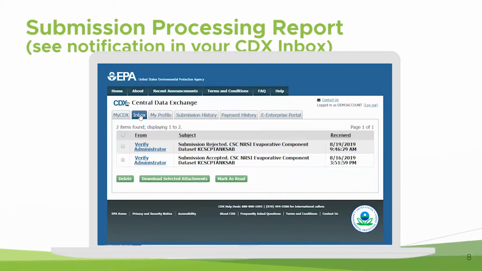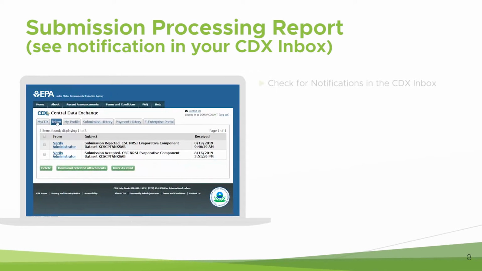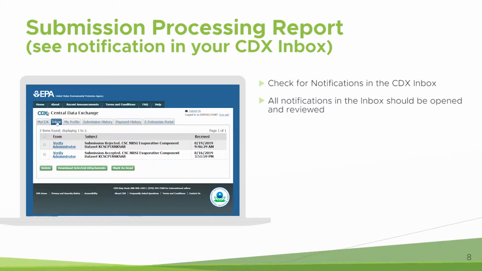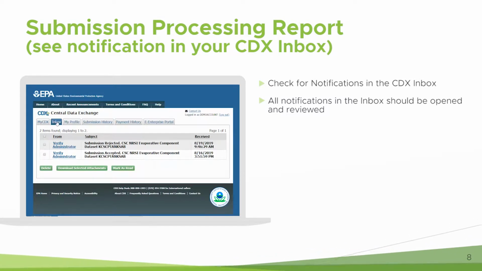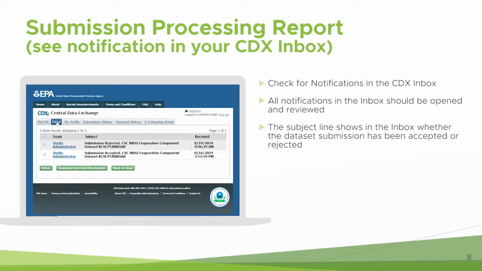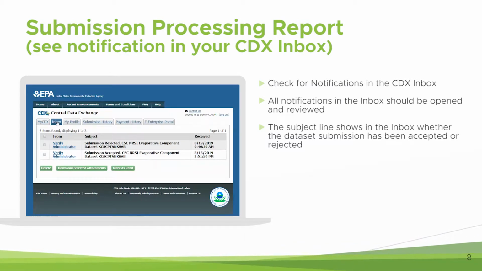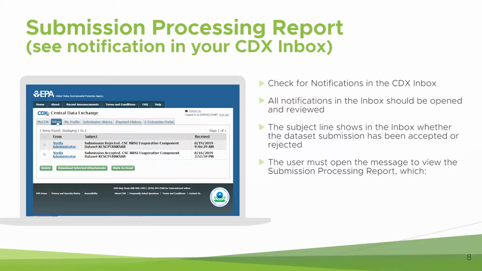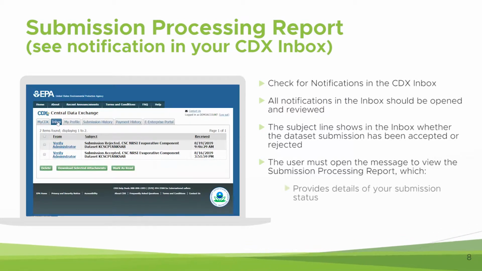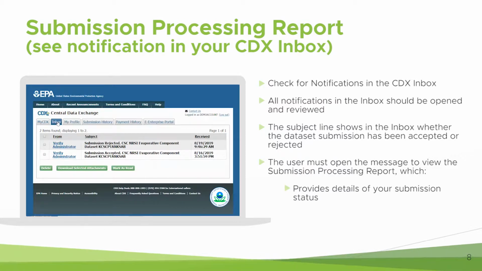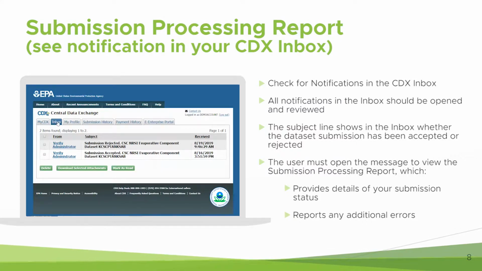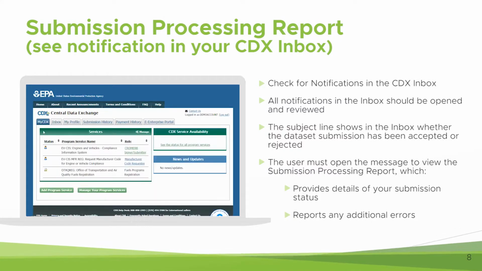Submission Processing Report. The submission notification is sent to your CDX inbox. Check for notifications in the CDX inbox. All notifications in the inbox should be opened and reviewed. The subject line shows in the inbox whether the dataset submission has been accepted or rejected. The user must open the message to view the Submission Processing Report, which provides details of your submission status and reports any additional errors. The notification message link will take you to the Submission Processing Report.